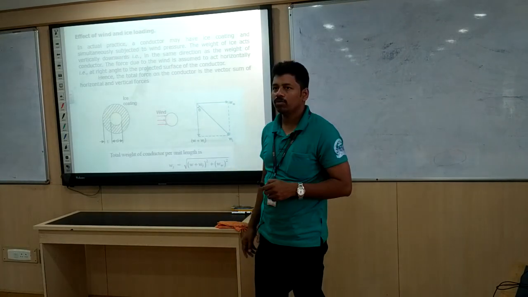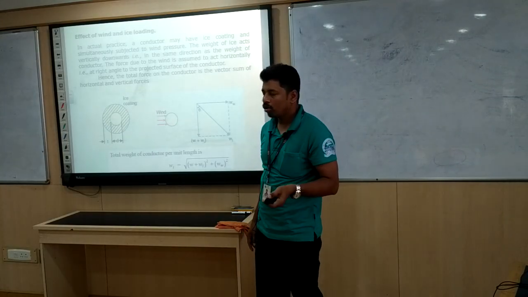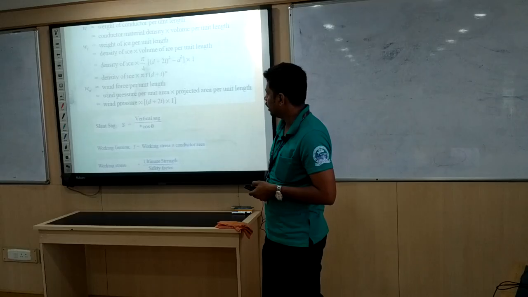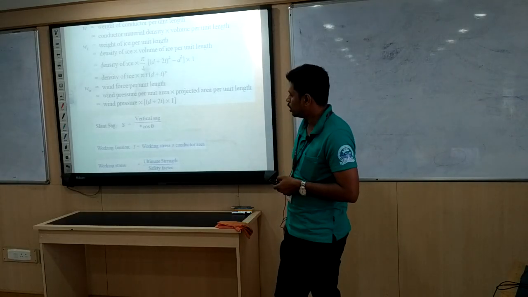Since there is a change in weight, once again go back to the formula. S is equal to Wx square by 2T. Your total weight is different, that is why everything is different. So that is called the slant sag, which is vertical sag by cos theta, that will give you the slant sag.